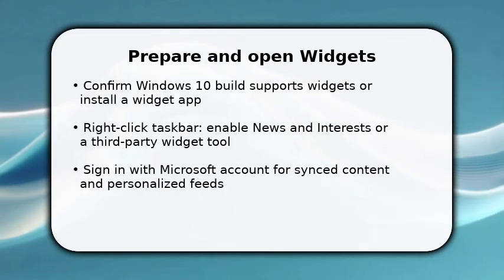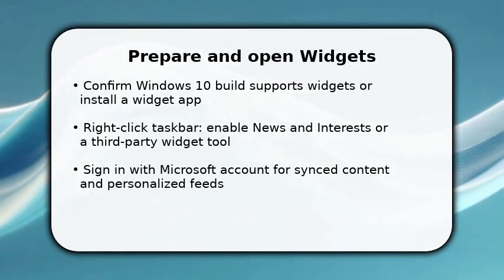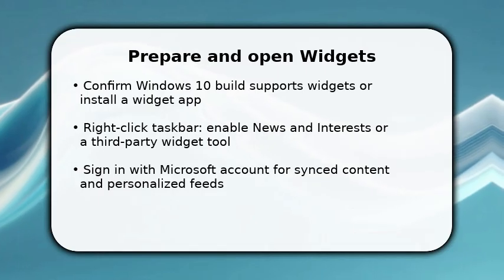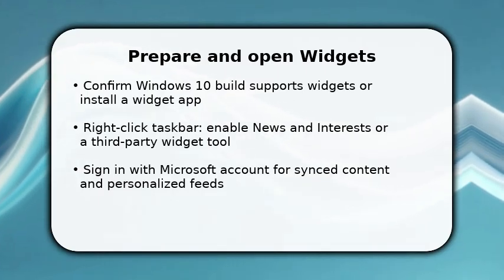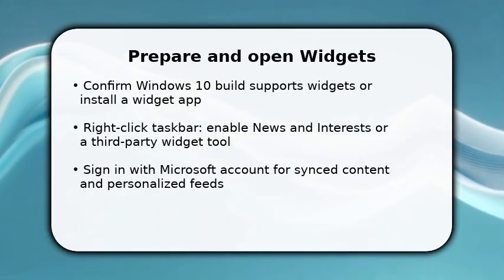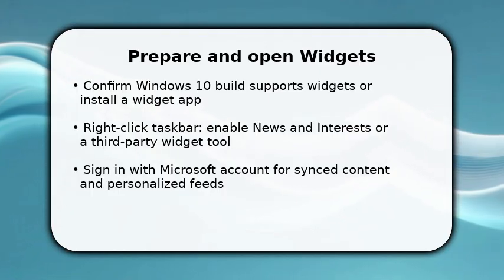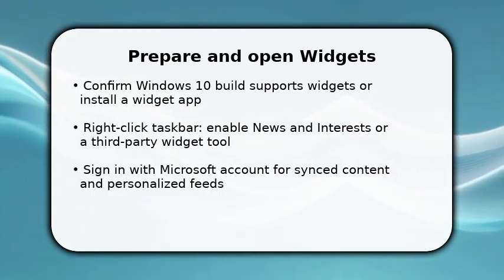You'll start by enabling the widget host. This is why it matters. Widgets pull live info and need the taskbar host running. First, right-click the taskbar and enable News and Interests or open your chosen widget app. Make sure you're signed into your Microsoft account so feeds and preferences sync. Once done, click the widget icon to open the panel. At this stage, you're ready to add modules.